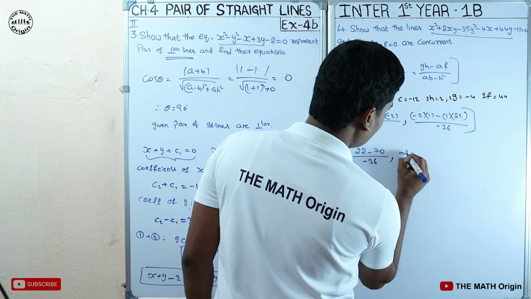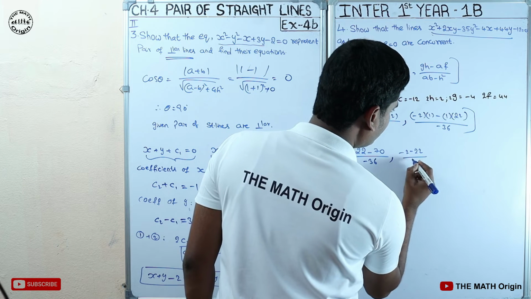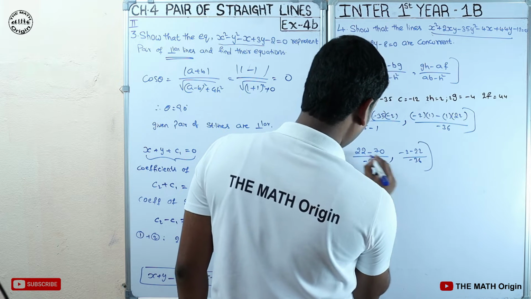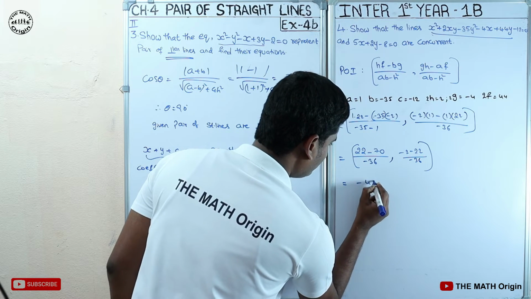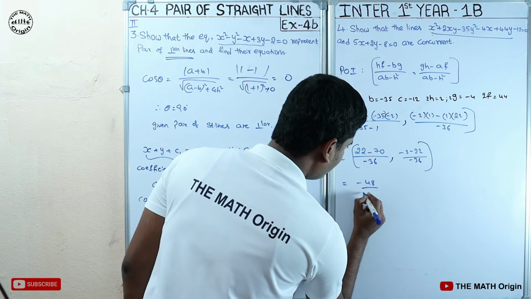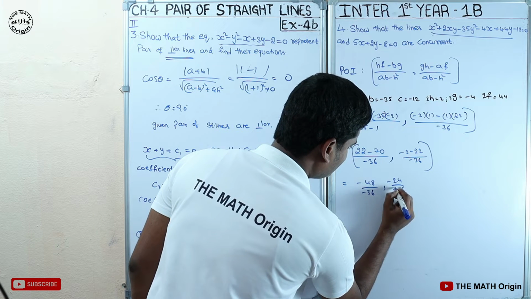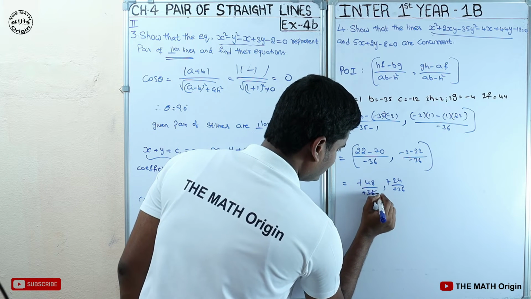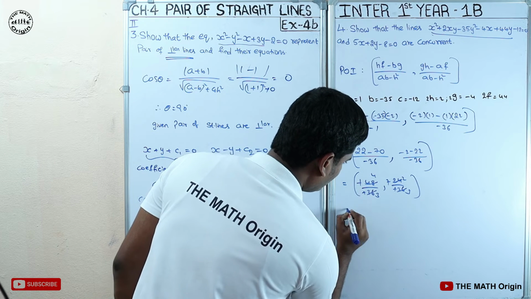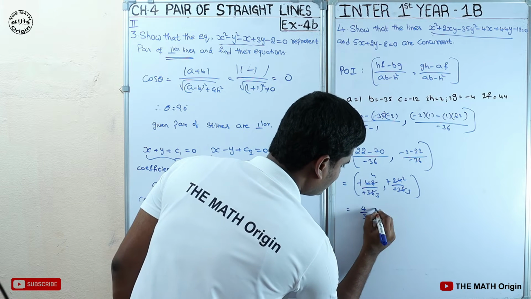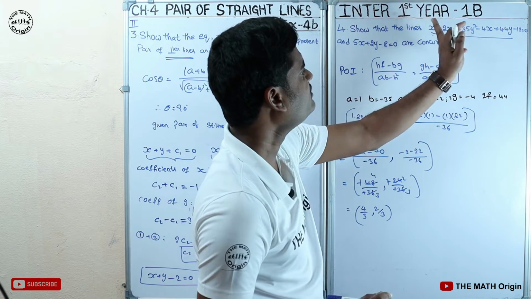Therefore that is equal to 22 minus 70 whole divided by minus 36, comma, minus 2 minus 22 whole divided by minus 36, which is equal to minus 48 divided by minus 36, comma, minus 24 divided by minus 36. Minus cancels, 12 3s are 36, 12 2s are 24. Therefore the point of intersection of this pair of straight lines is 4 by 3 comma 2 by 3.